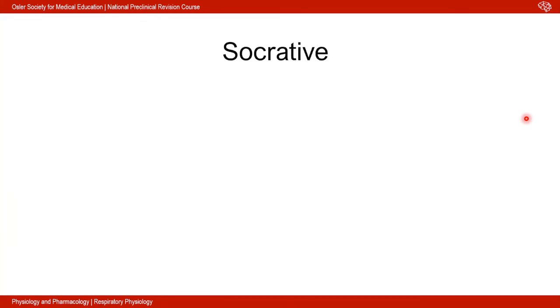So let's have a look at the Socrative. I'll stop talking now for a bit. So our next question. Surfactant is produced by type 2 alveolar cells and reduces what? Brilliant. Just have a guess if you're not sure. You're doing really well, guys.